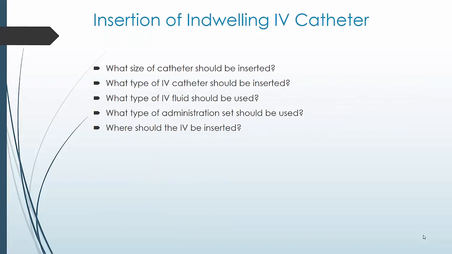Now, when we're talking about all of these fluids, we want to think about the IV catheter, right? So what size catheter should be inserted? How much fluid are we going to be giving them? You know, if we're not going to be giving them blood products or colloids, or if we're doing just crystalloids and we don't need a large quantity, is there any reason to do an 18, a 16, a 14? Maybe not.